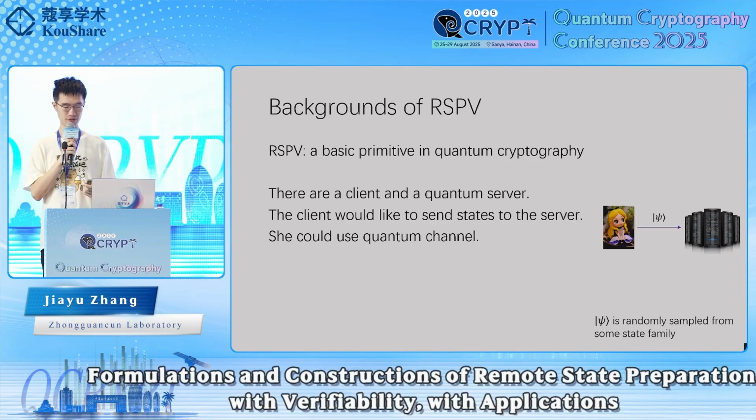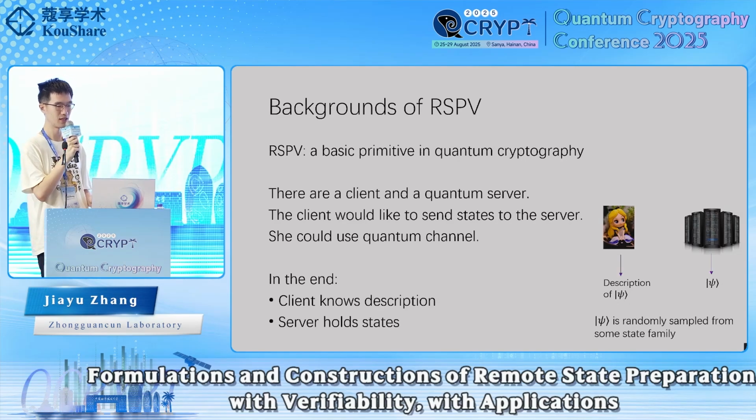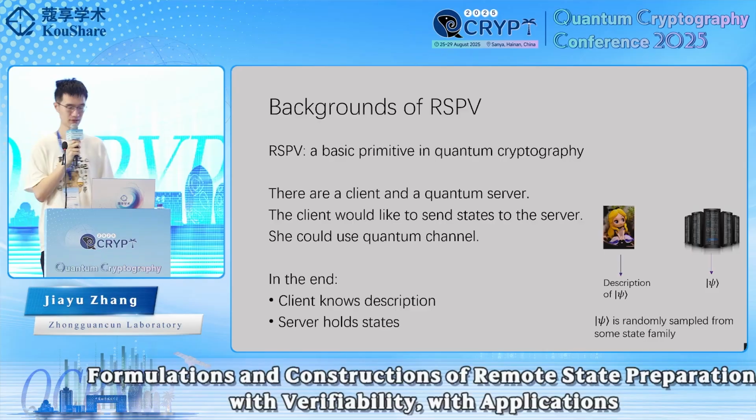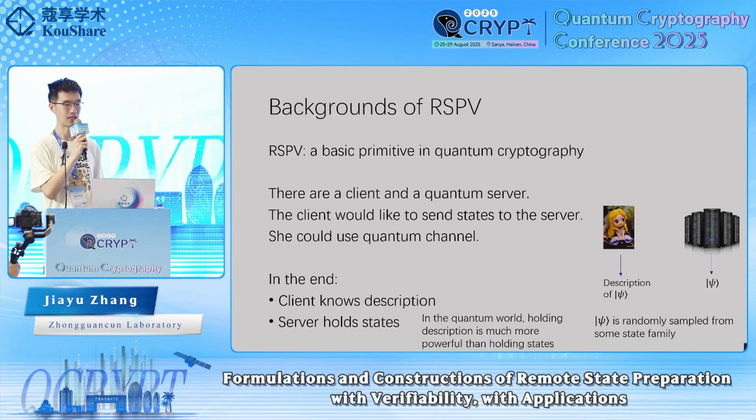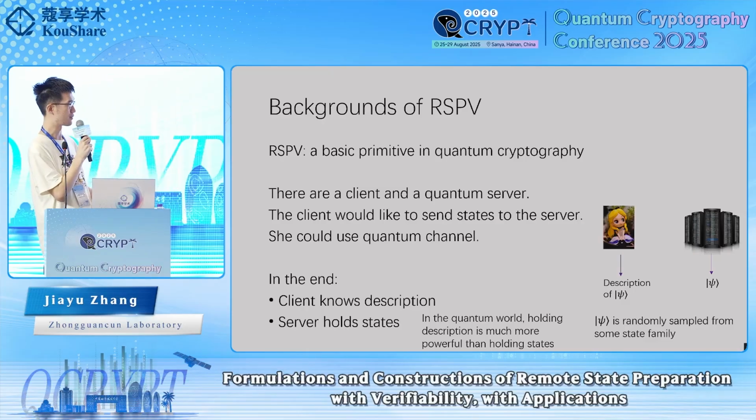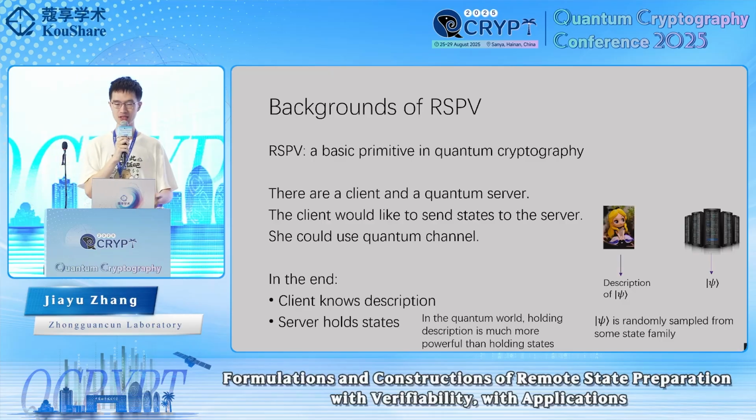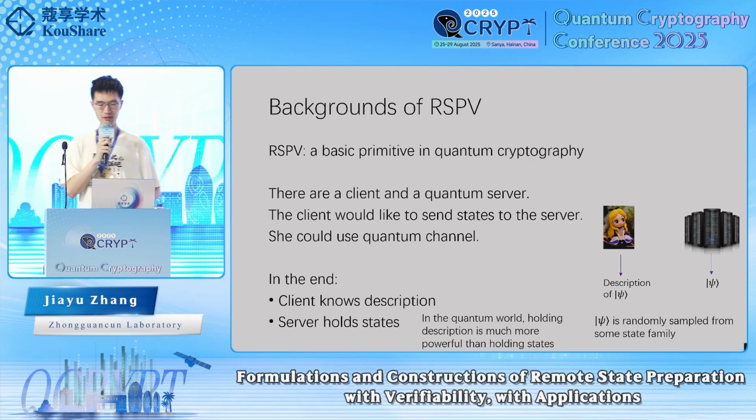So what is the output of this simple protocol? The output is as follows. The client knows the state description, and the server simply holds the states. We note that in the quantum world, holding the state description is much more powerful than holding the states. So starting with this output, the client and the server could perform some further cryptographic tasks.